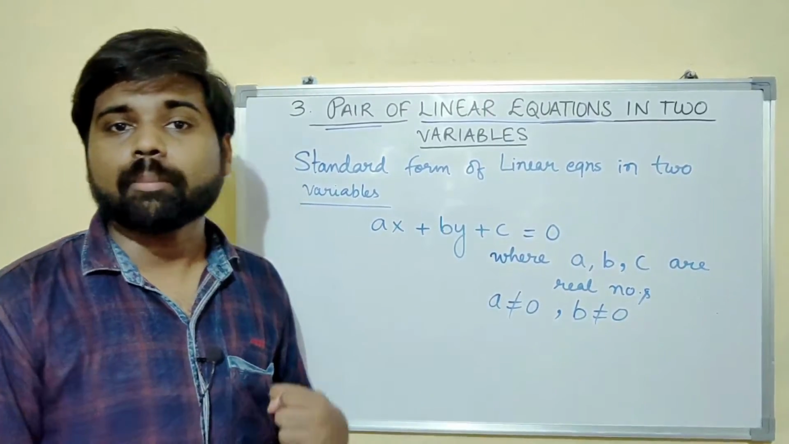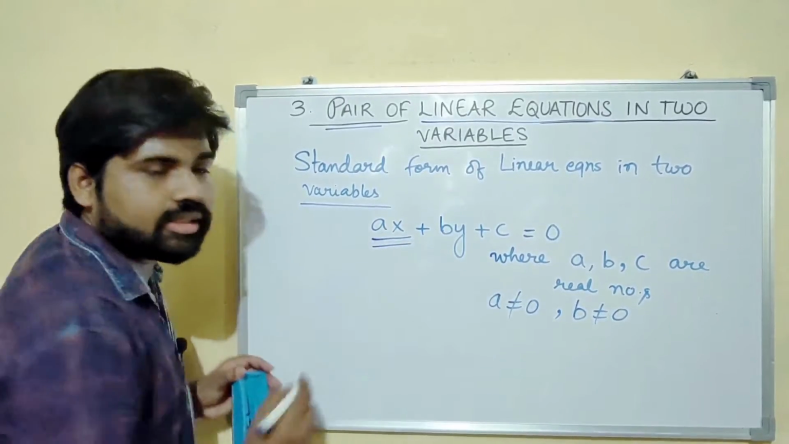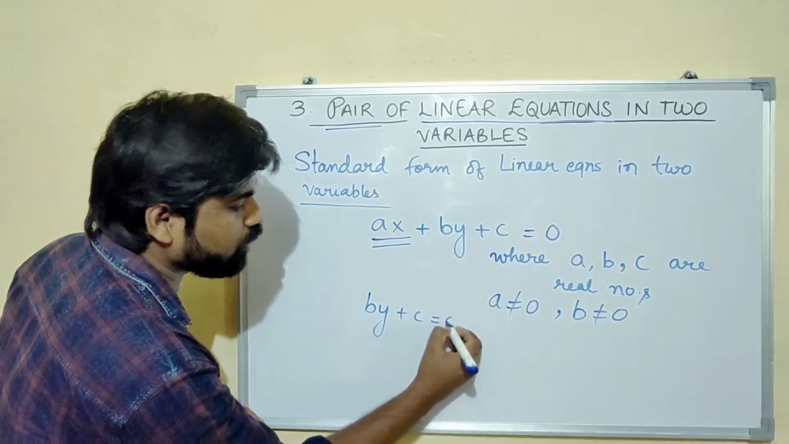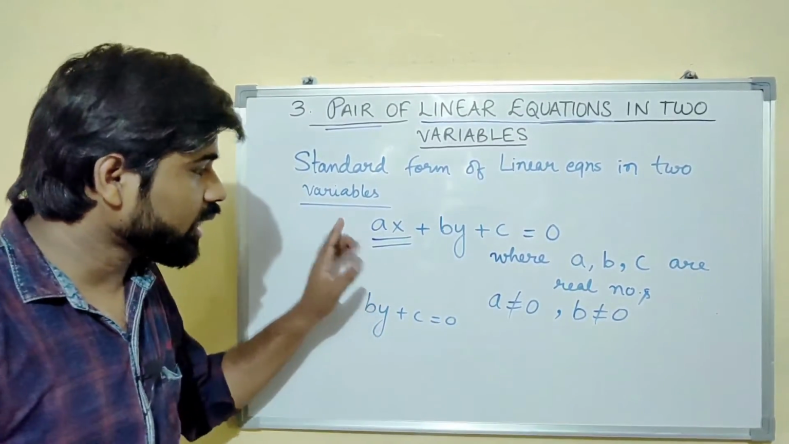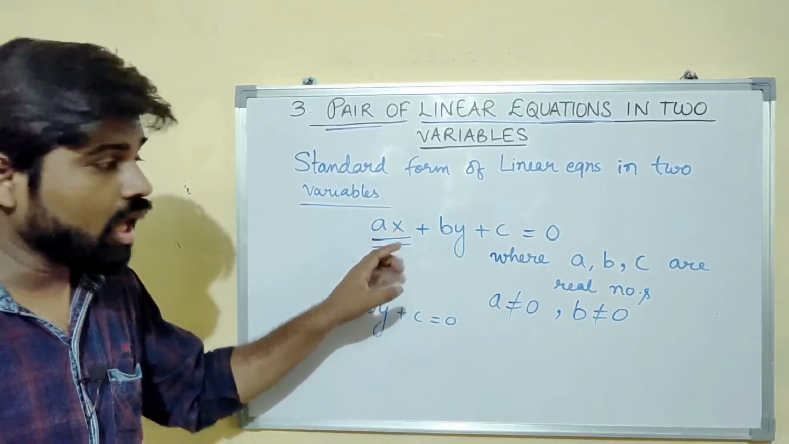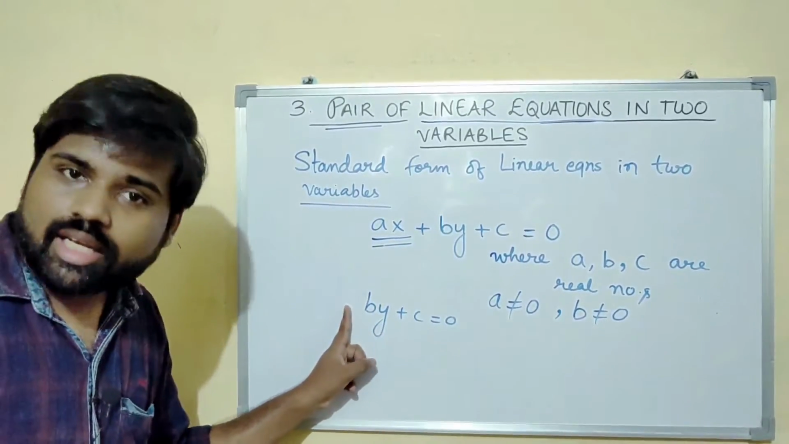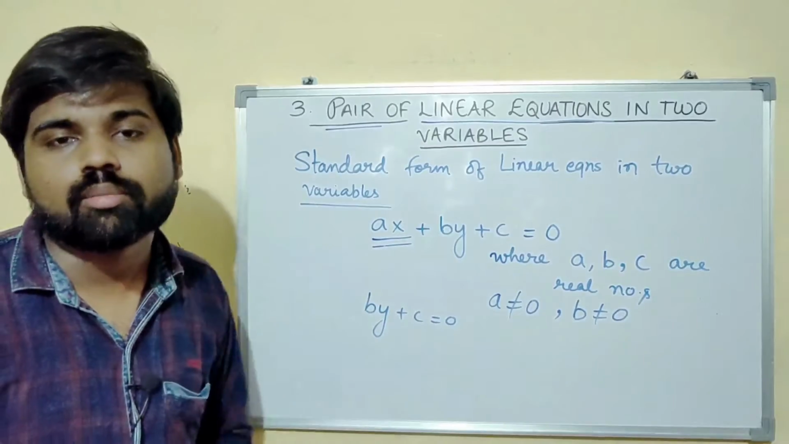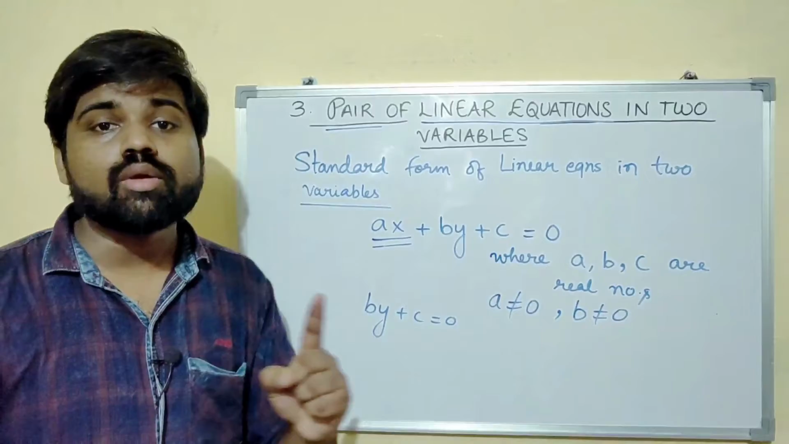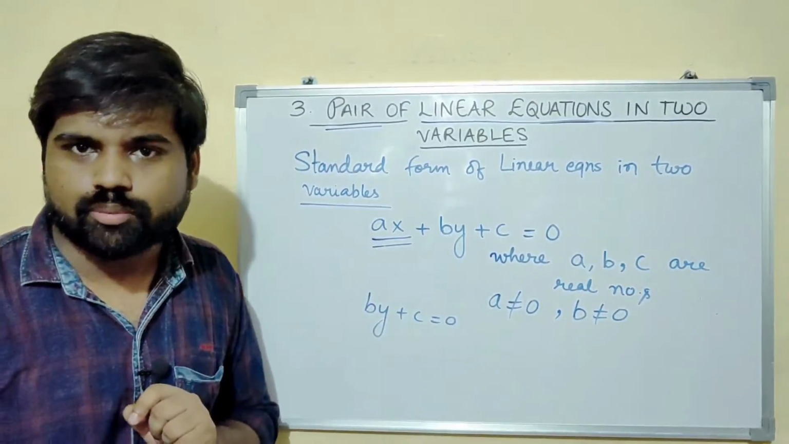Why should they not be equal to 0? Because if A is 0 here, that means this term will disappear or vanish, right? You will be left with by plus c equals 0. Let me reiterate. If the value of A is 0, that means this term will disappear. You will be left with by plus c equal to 0. This is a linear equation, but not in two variables. Your chapter is linear equation in two variables. It is a linear equation, but in one variable. So A should not be equal to 0 and B should not be equal to 0.